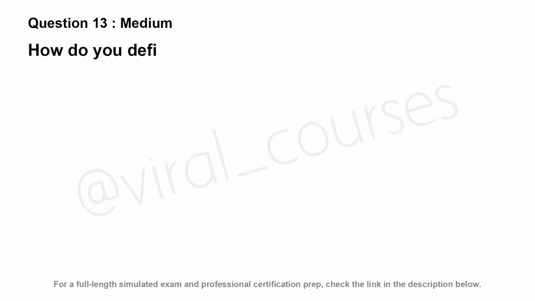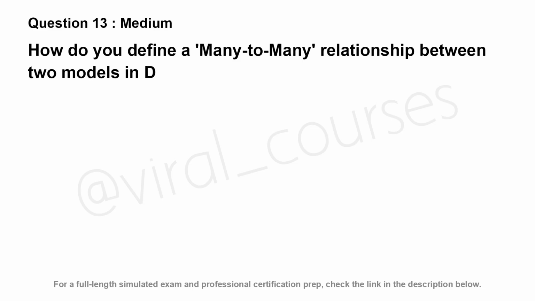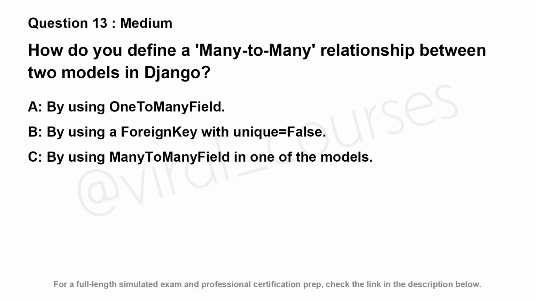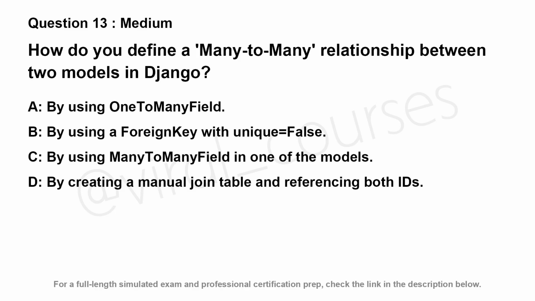How do you define a many-to-many relationship between two models in Django? Option A. By using a one-to-many field. Option B. By using a foreign key with unique equals false. Option C. By using a many-to-many field in one of the models. Option D. By creating a manual join table and referencing both IDs.